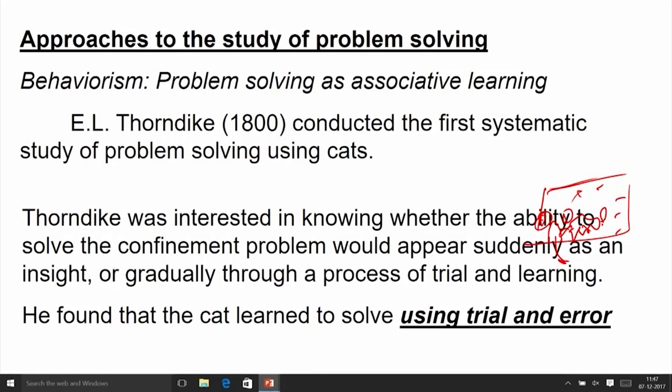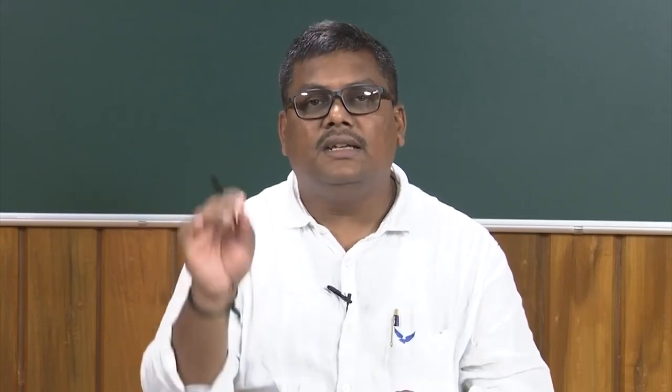Thorndike was interested in knowing whether the ability to solve the confinement problem would appear suddenly as an insight or gradually through the process of trial and error learning. What he wanted to see is whether the cat did something to learn the solution, that if I scratch the right button, a door will open and I will get out, or whether the cat would sit and, through insight, through some kind of internal problem solution, know that it should scratch this. What they found out is that the cat learned that if I press this button, the door will open and I can move out, through something called trial and error. And what is trial and error? The cat scratched everywhere, and after scratching a number of times, slowly it realized that if it scratches at this button, the door is going to open and it is going to get out. That is what he realized.